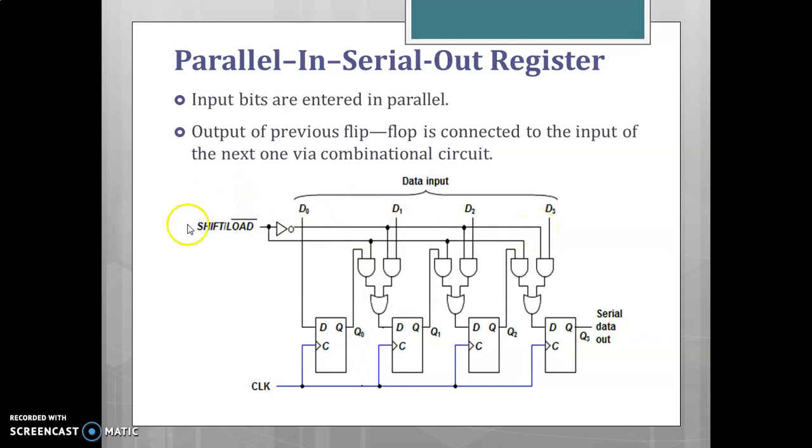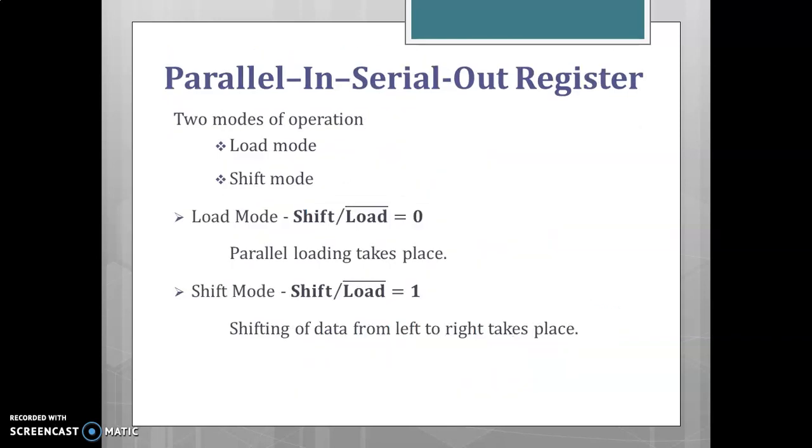And there is a control signal shift/load bar. So this signal decides the operation of the register. Depending upon this value, there are two modes of operation. In the load mode, the control signal shift/load bar is 0. So in this mode, the parallel loading takes place. In the shift mode, the control signal shift/load bar is 1. And here the shifting of data from left to right takes place.